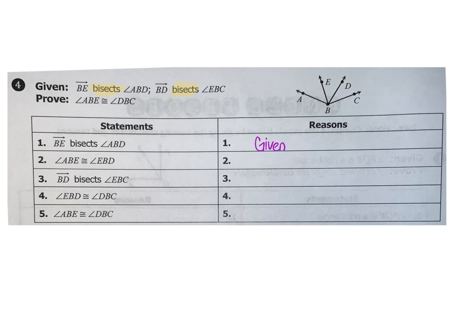So they've told us that ABE is congruent to EBD. That is definition of an angle bisector. Now they've told us that BD bisects EBC. How do we know that one? That's also given. And then they've said exactly the same thing about the other two pieces. They've told us that this angle here is congruent to that angle there. Same reason. Definition of a bisector.